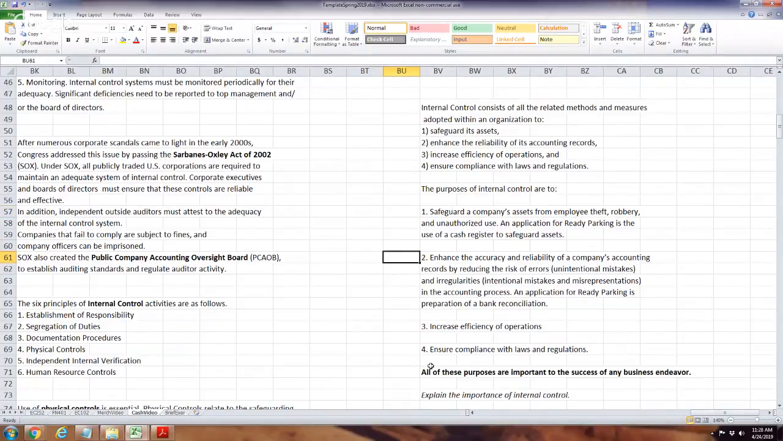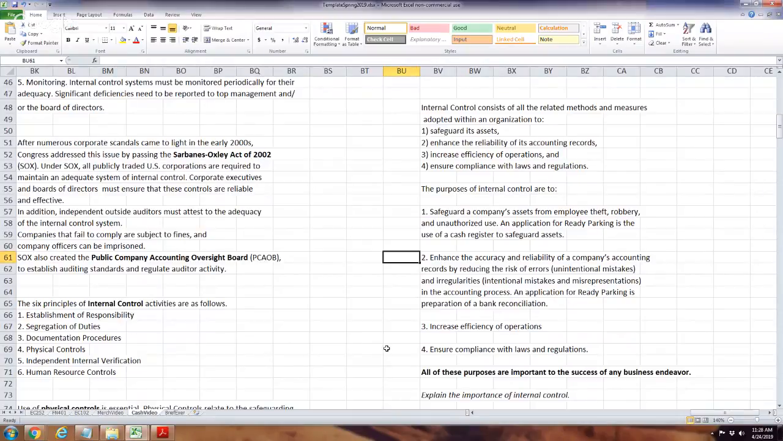Increase the efficiency of operations, ensure compliance with laws and regulations, enhance the accuracy and reliability of accounting records by reducing the risk of errors, unintentional mistakes, and irregularities in the accounting process. An application for Ready Parking is preparation of bank reconciliation. Okay, so you have all those. All these purposes are important to the success of a business endeavor. That's true.